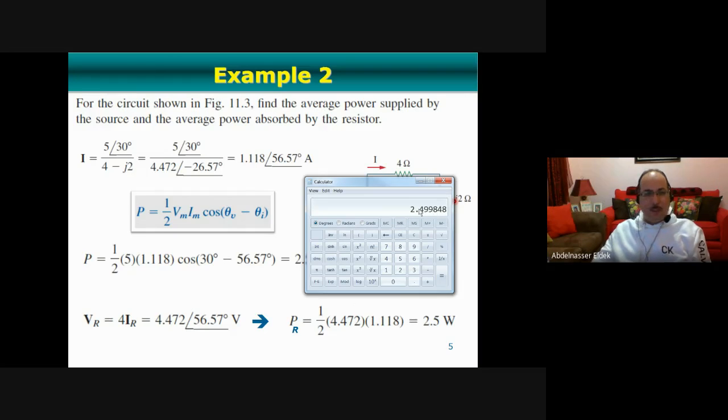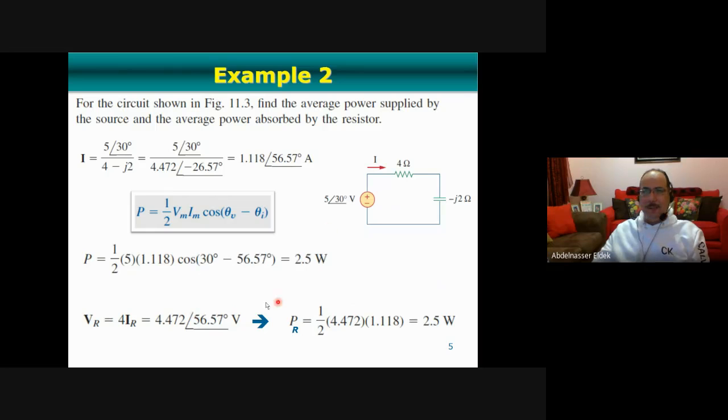2.49998, whatever. So it is actually 2.5 watts. Okay, so as I said, you don't have to calculate VR. It makes sense that all the power will be absorbed by the resistor. But if you have multiple resistors, then in this case you have to calculate it.